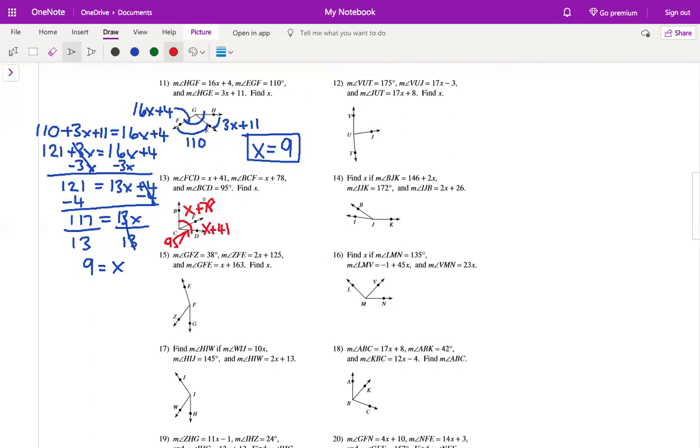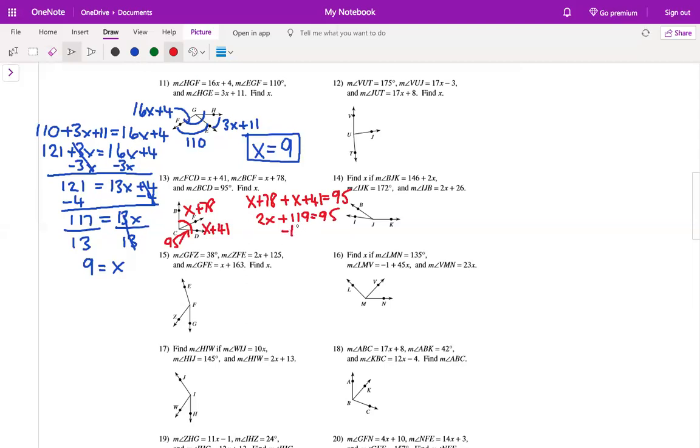So the angle addition postulate says if we add up the two inside angles, we should get the measure of the outside angle. So let's go ahead and say, we have x plus 78 plus, that's the first one, x plus 41 has to equal 95. And now we have an equation that we can solve. So x plus x, that means I have two x's. 78 plus 41 is 119, so 2x plus 119 equals 95. Okay, almost there.